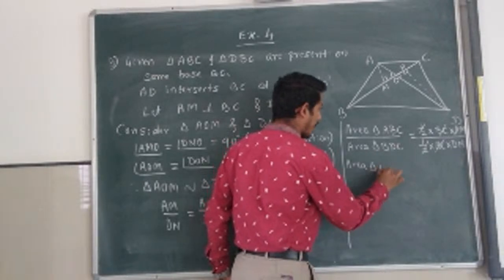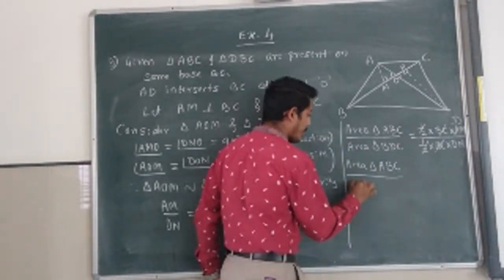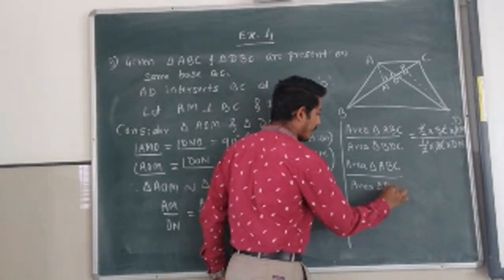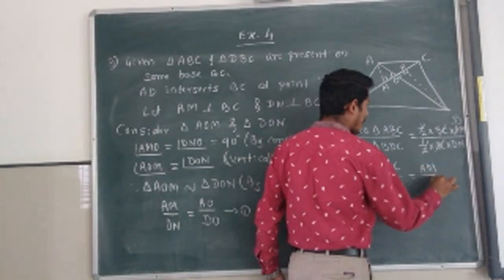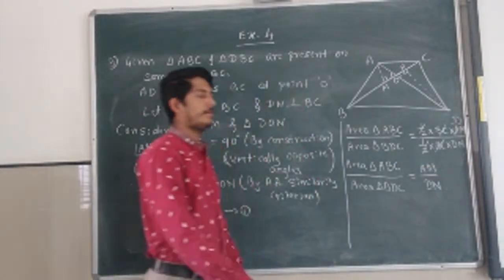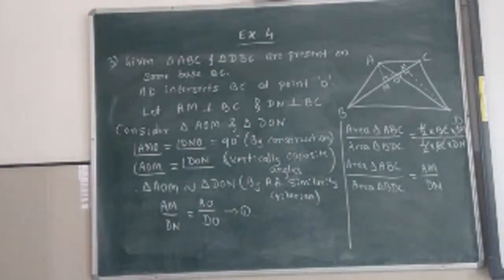Area of triangle ABC divided by area of triangle BDC is equal to AM divided by DN. This formula I use is half into base into height. That is, area of triangle ABC divided by area of triangle BDC equals half into base BC into height AM for the first triangle, and for the denominator triangle BDC, the area is half into base BC into height DN. So half gets cancelled, BC gets cancelled.